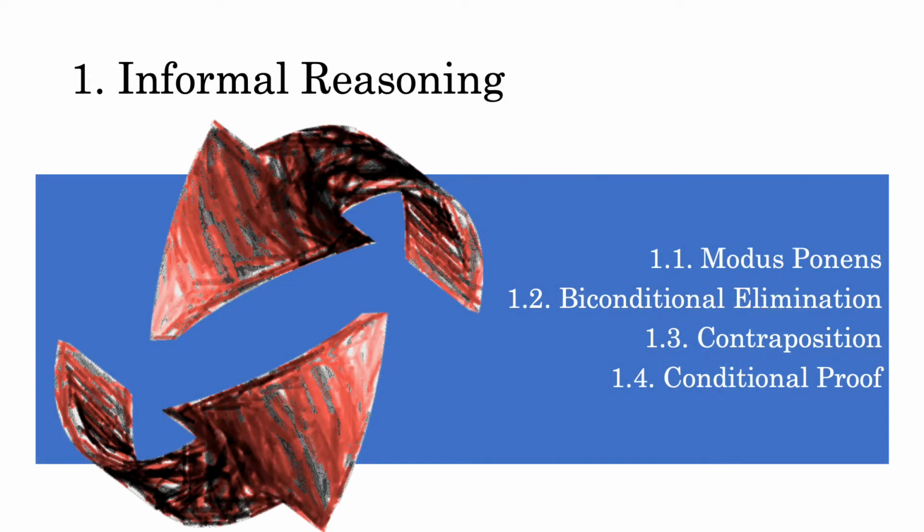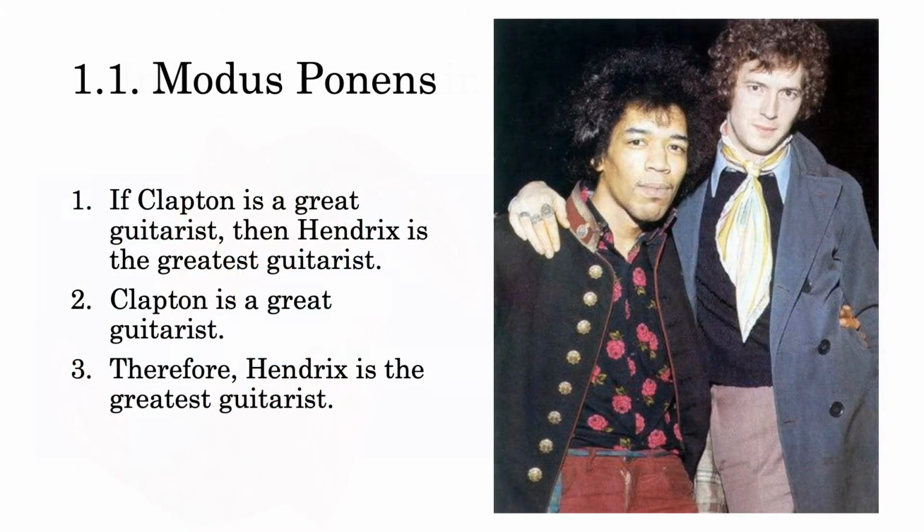To begin, we'll look at four methods of informal reasoning involving both the conditional and the biconditional. Our first rule is modus ponens, what we'll use as the elimination rule for if-then. Here's an example. If Clapton is a great guitarist, then Hendrix is the greatest guitarist. Clapton is a great guitarist. Therefore, Hendrix is the greatest guitarist.